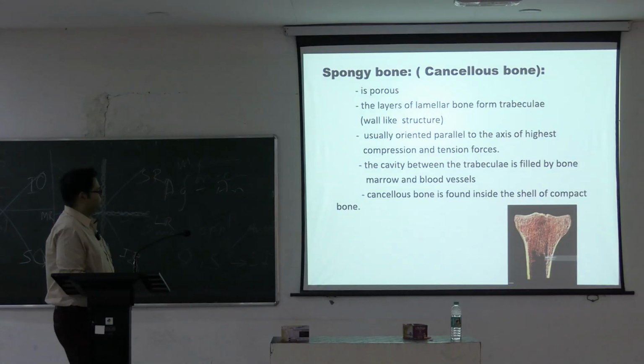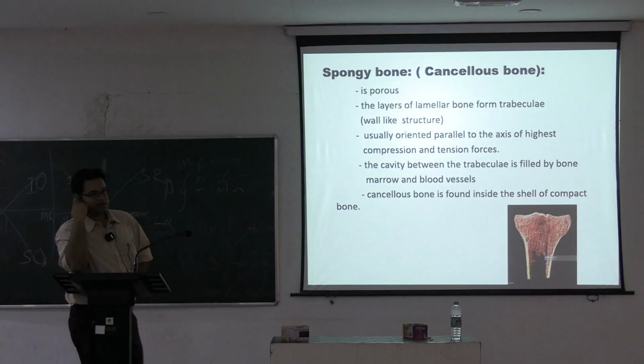Now, the other type of bone is the spongy bone, which is the cancellous bone. It's a porous structure. The layers of the lamellar bone form the trabeculae. This part is the trabeculae, the mesh-like structure that you can see going downwards, the part of the cancellous bone. This is the trabeculae. Now, it is usually oriented parallel to the axis of the highest compression and tension forces.